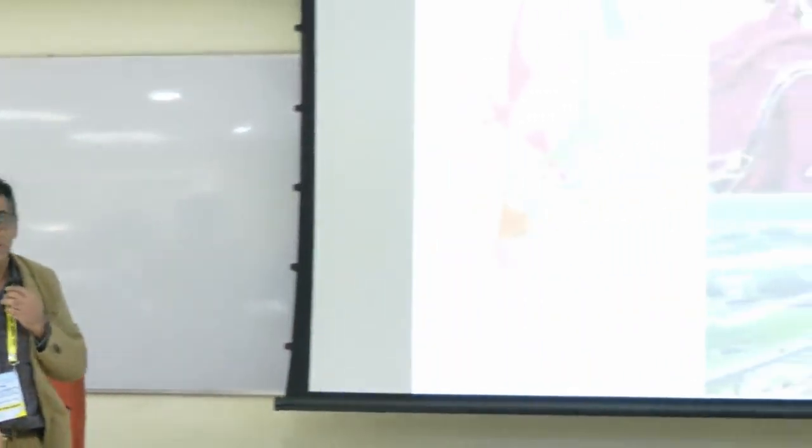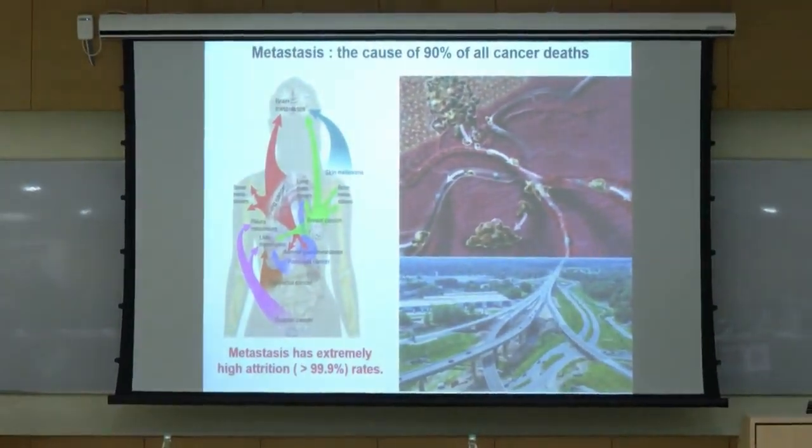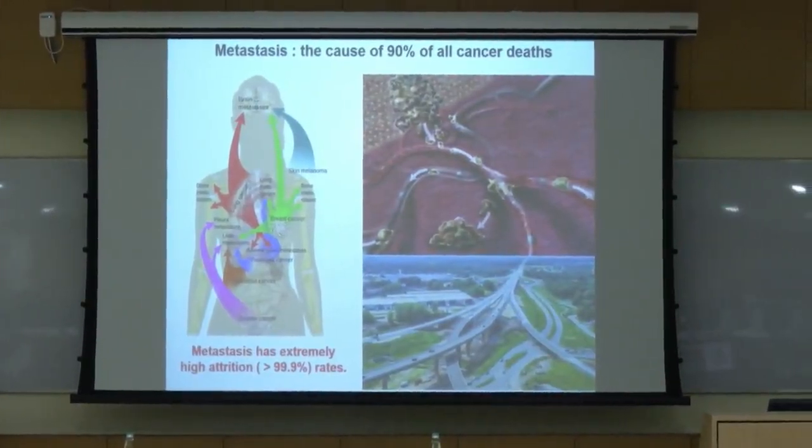If you look at the dynamics of this process, it's actually a very, very inefficient process. More than 99.9% of the cells that leave the primary tumor are thankfully not able to metastasize and grow other tumors in the parts of the body.